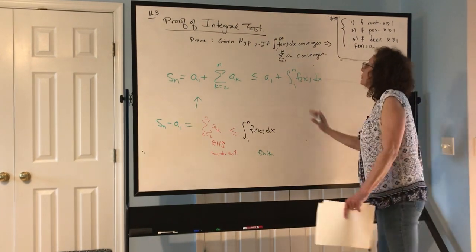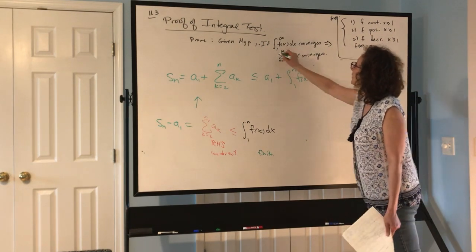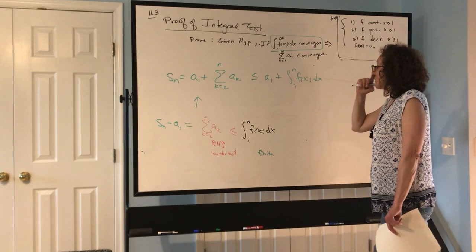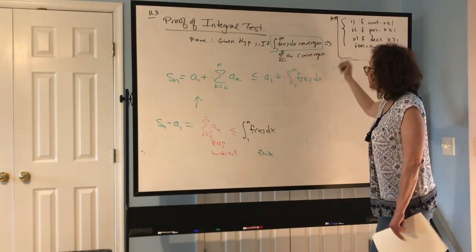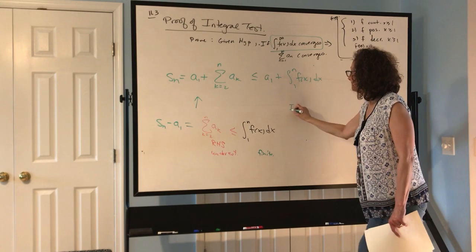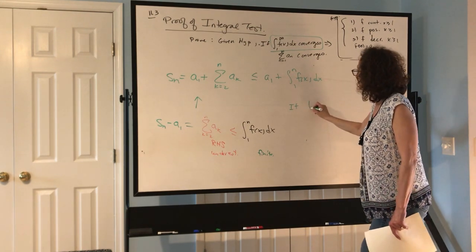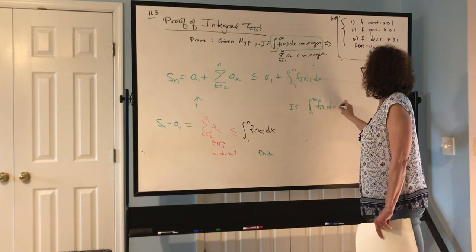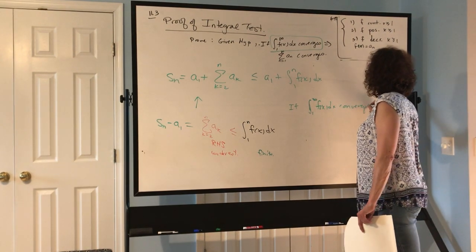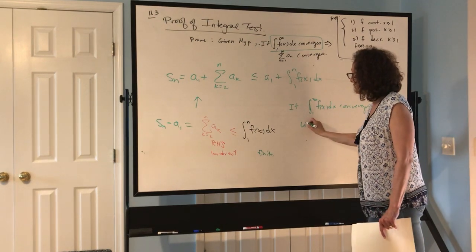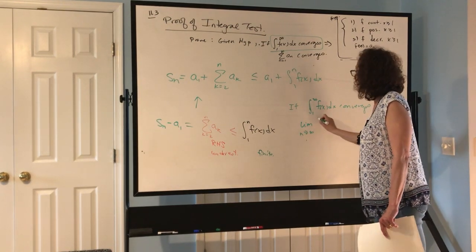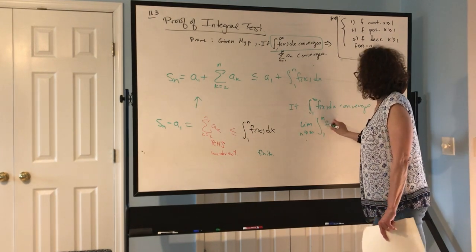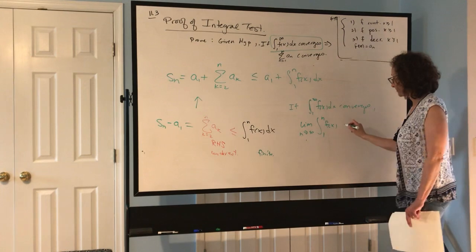Okay, so what are we now assuming? Now we're saying, what if we know that this guy converges? So, if the integral from 1 to infinity of f of x dx converges, right? Well, what does that mean? That means the limit as n goes to infinity of the integral from 1 to n of f of x dx converges, right? Because we have the limits going to infinity.